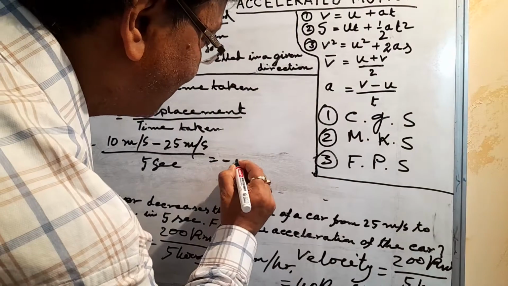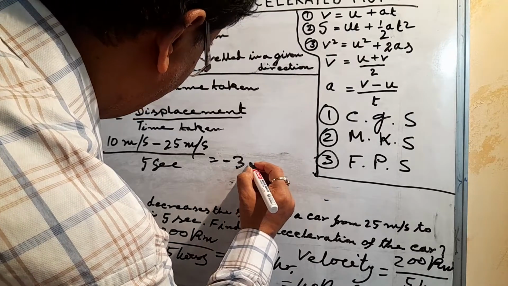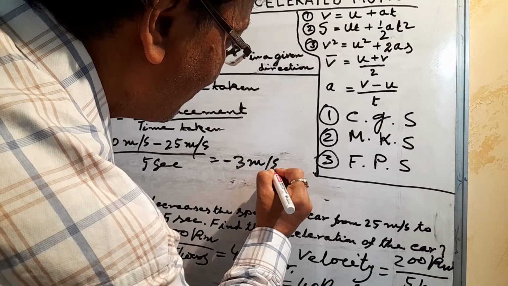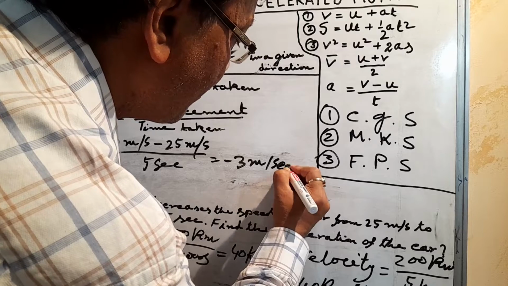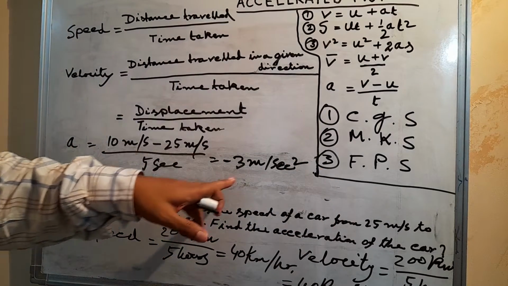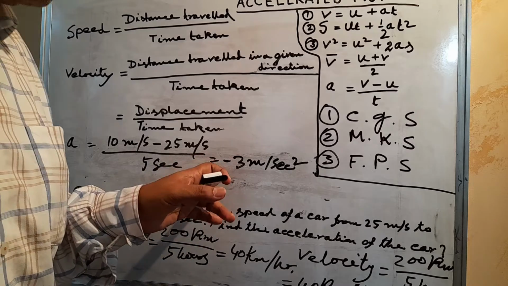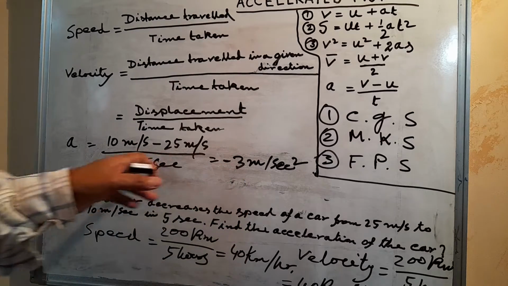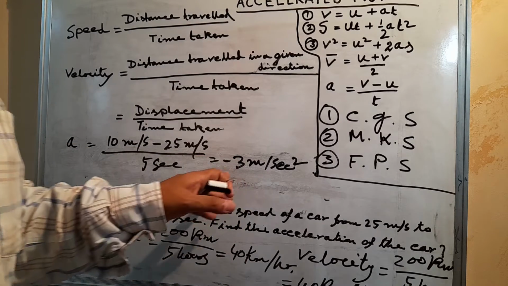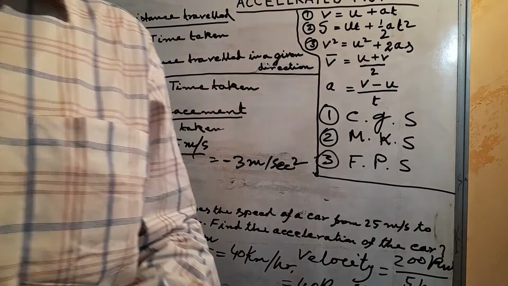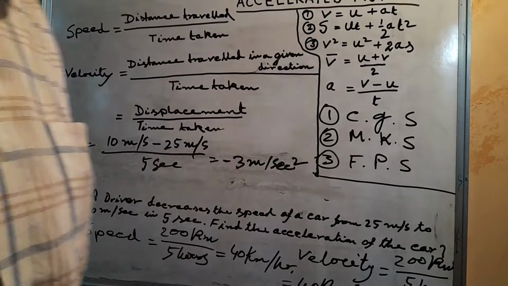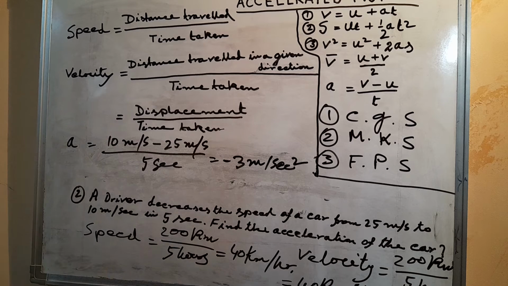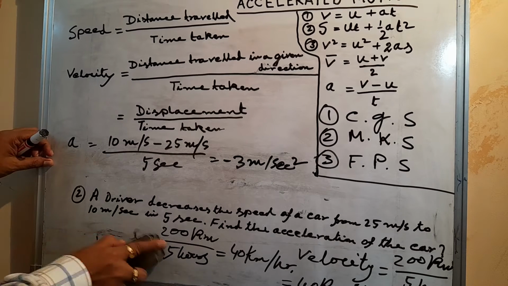Minus 15 divided by 5 is equal to minus 3 meter per second square. This is the acceleration. We know that negative acceleration means deceleration. So this is the answer of problem 2.